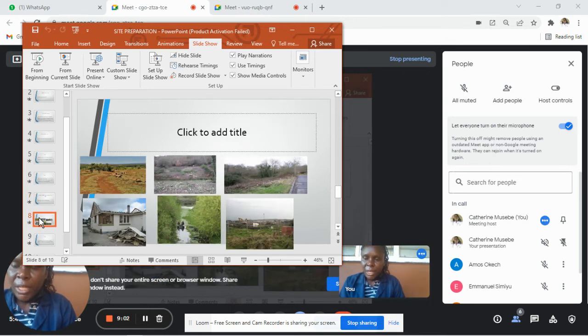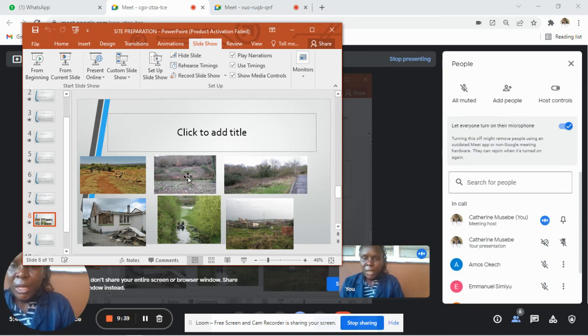So we have here pictures to show us different types of sites. Okay, Emmanuel, can you tell me what you can see from the first picture? I can see an open space, and there is a road that was earlier marramed, but there is lots of vegetation on it. So that is one site where maybe you want to construct or erect your building.